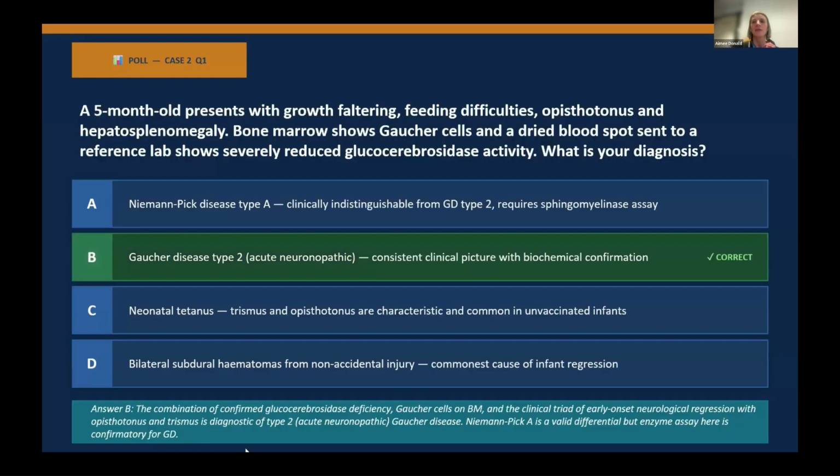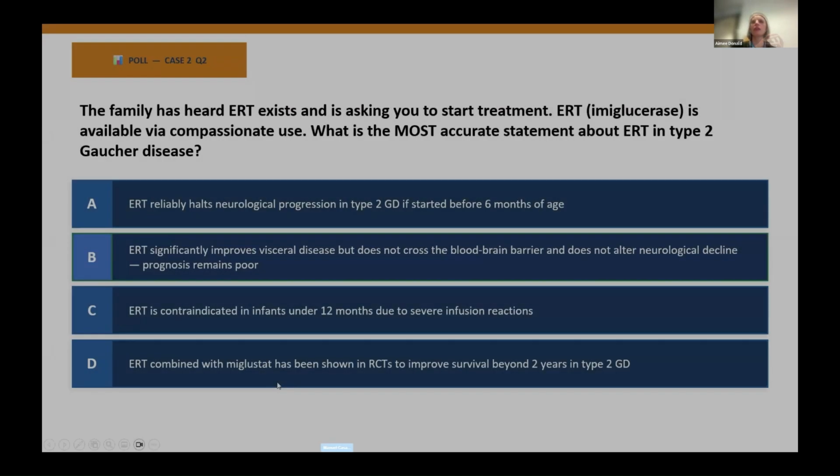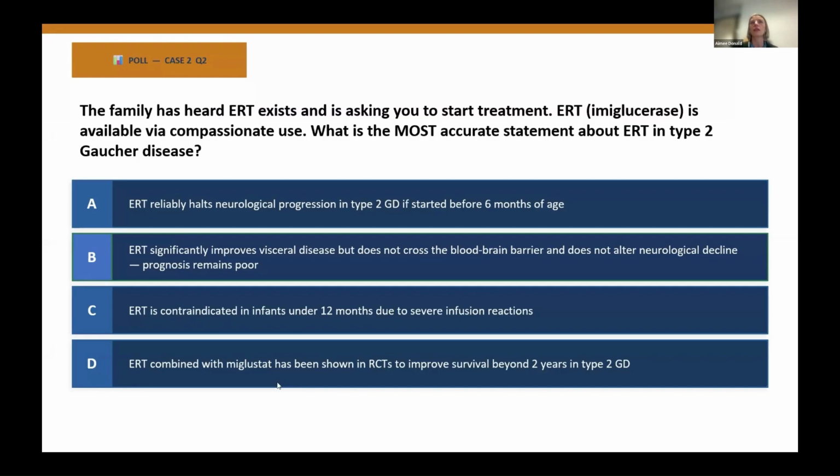And let's go to the next slide. So you've got all of the features there that give you your diagnosis: low enzyme activity, a clinical picture, and a bone marrow aspirate. So the next question is, the family's heard that ERT exists and is asking you to start treatment. And ERT is available on compassionate use.